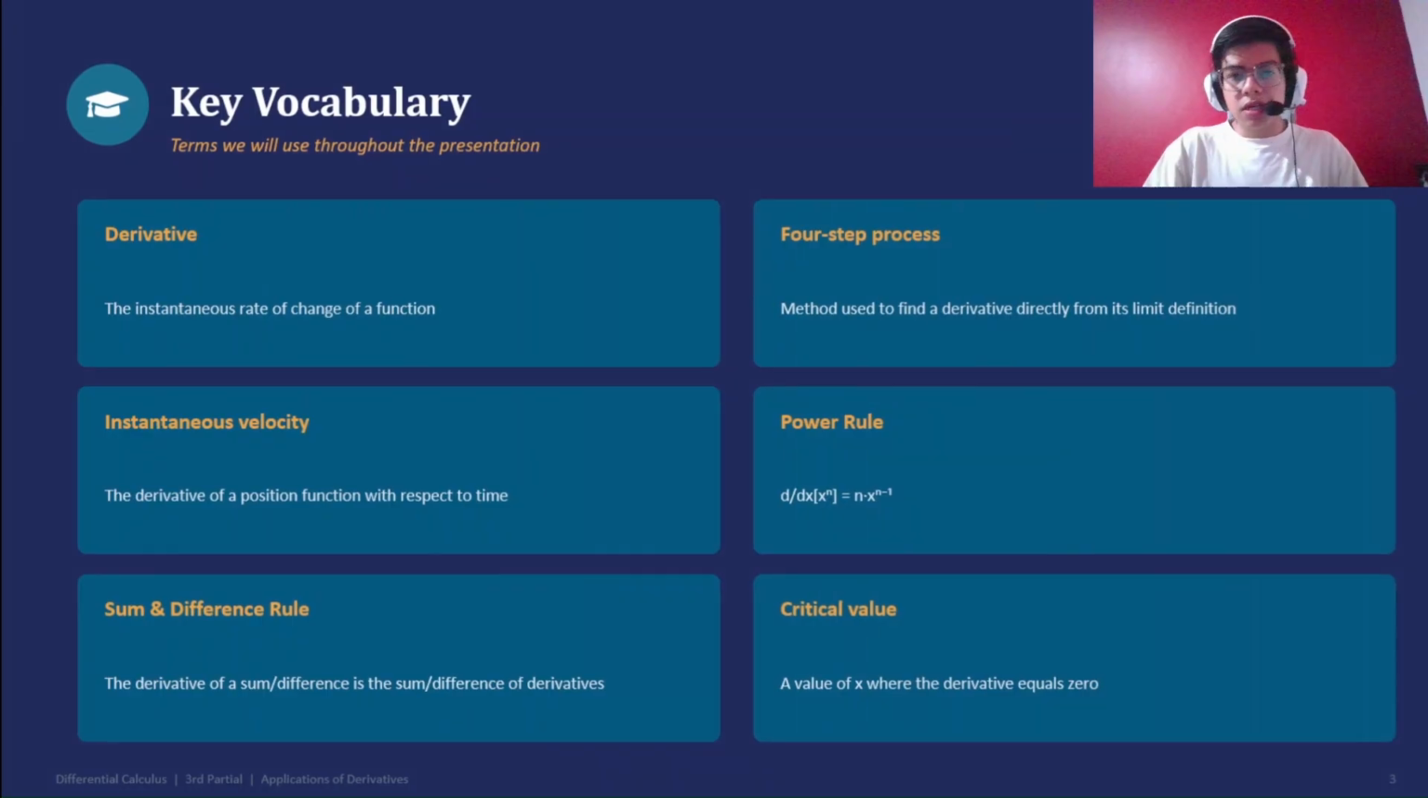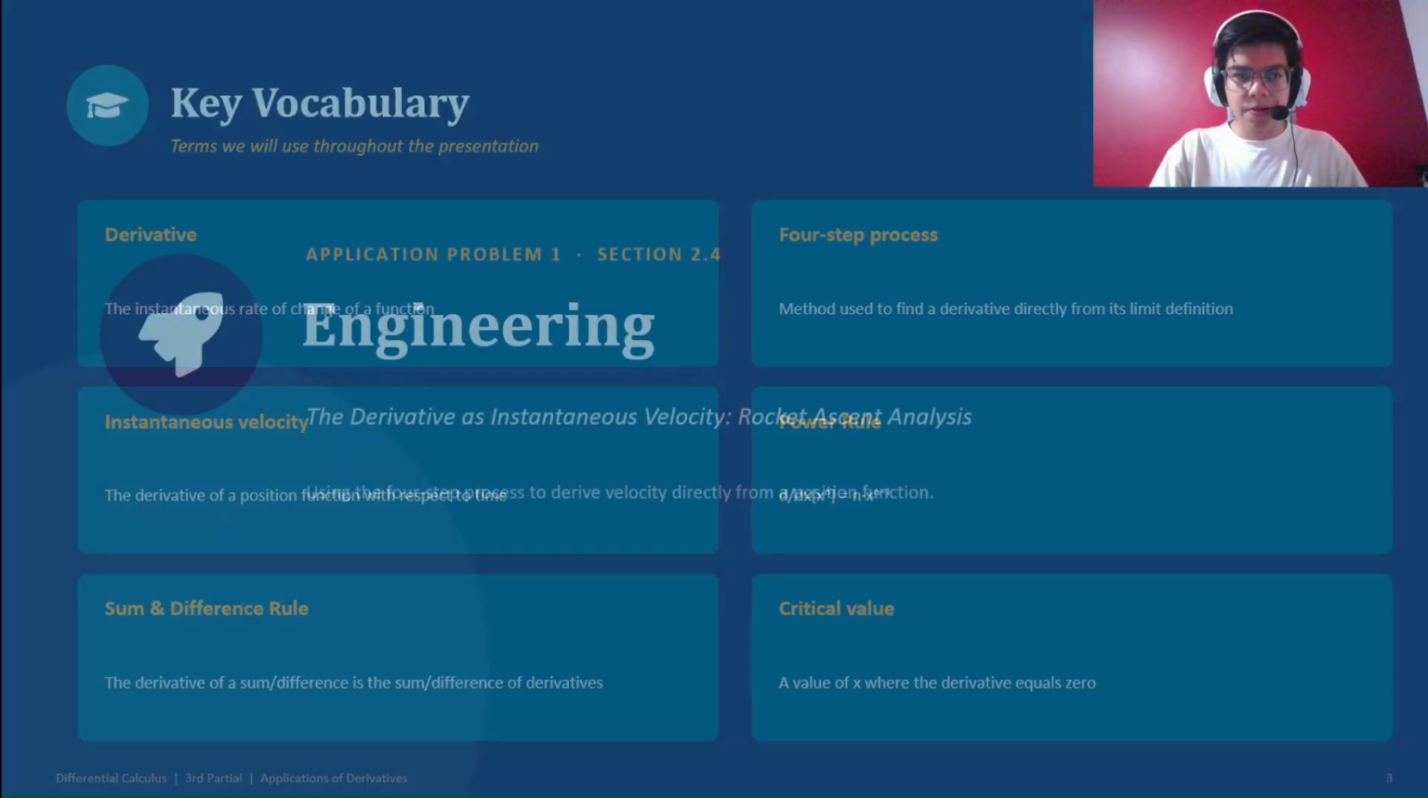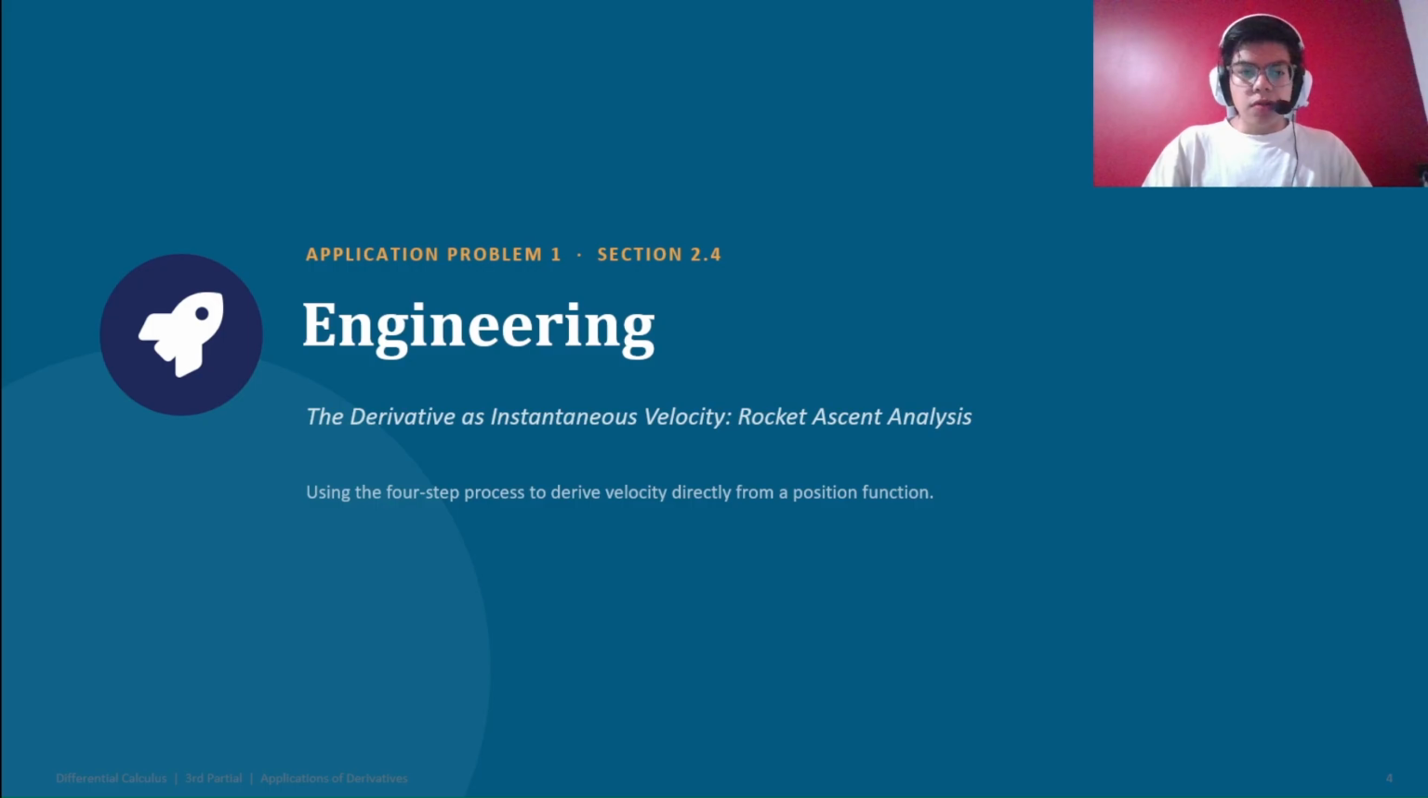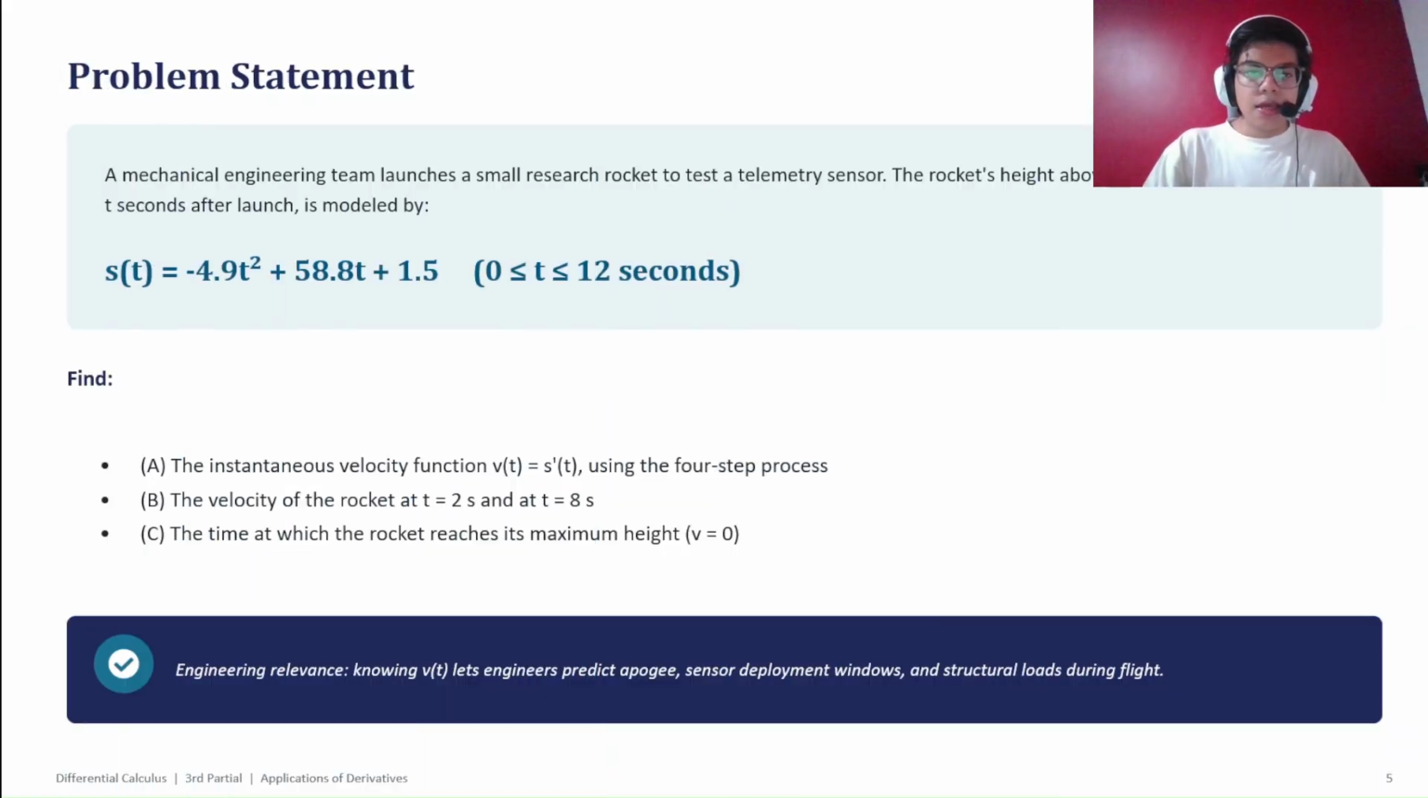So the key points that we introduce here are the derivative, the instantaneous velocity, the sum and difference rule, the first-step process, power rule, and critical value. These are the important things that we need to understand. So, we need to start with engineering: the derivative as instantaneous velocity, rocket ascent, and analysis. Well, we have the problem here.